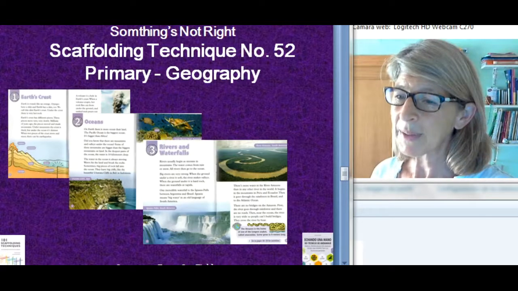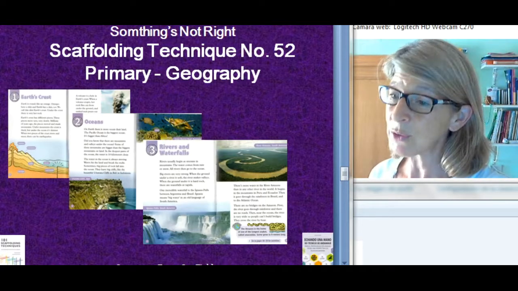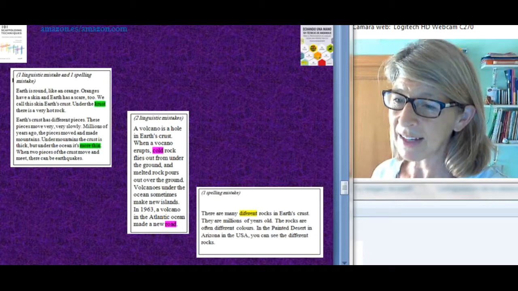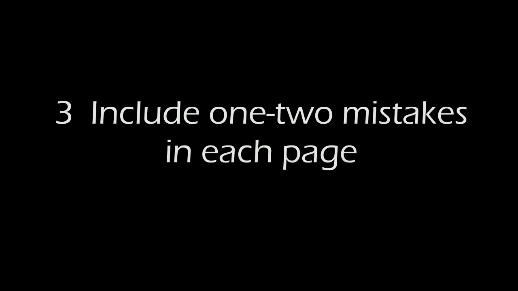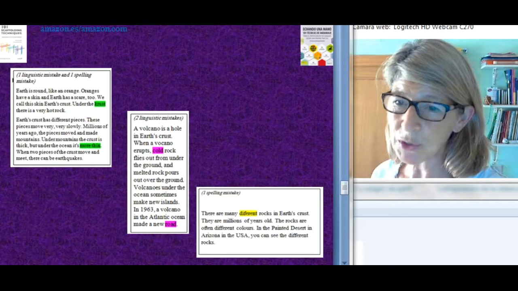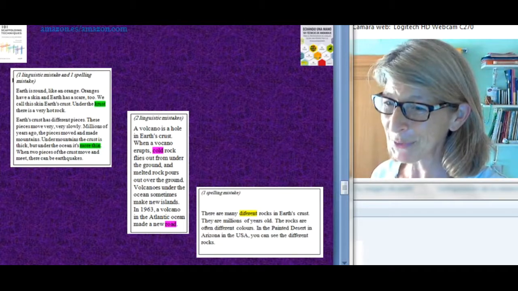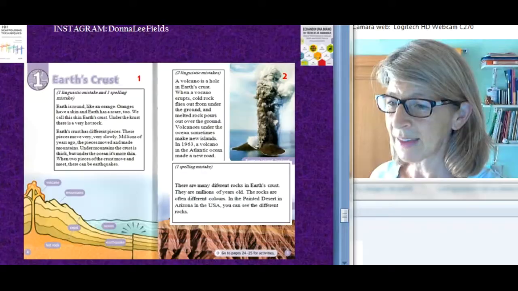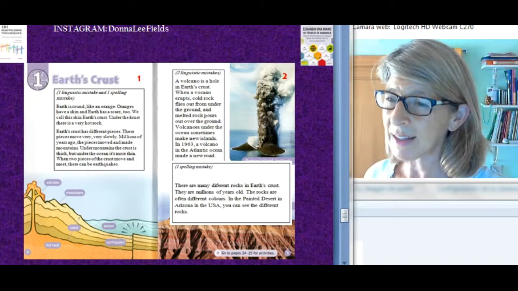What do we do? We scan in the pages of the reader. Again, I usually use 10 to 15 pages, which in this case is the whole book. Type in the text in text boxes. Include 1 to 2 mistakes in each page, which you see I've highlighted, but only for you. Number the pages. Tape the text boxes to the corresponding pages. Post them on the classroom walls.